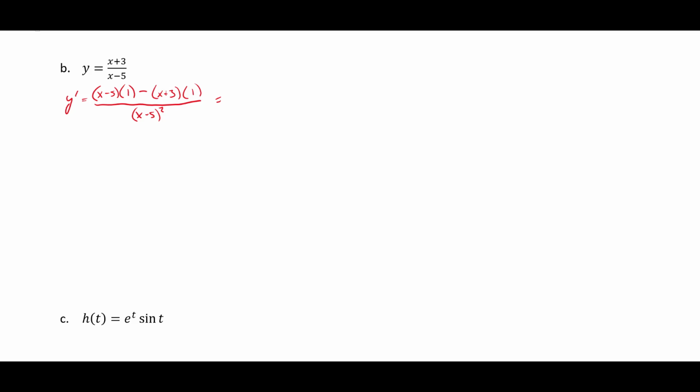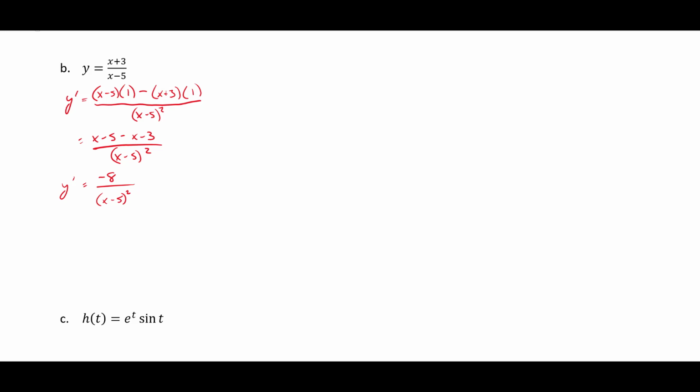Simplifying this, that gives you x minus 5 minus x minus 3 over x minus 5 quantity squared. So the x minus x is 0, so we don't worry about that. Then minus 5 minus 3, so we end up with the first derivative being negative 8 over x minus 5 quantity squared. Normally I would say leave your derivative in this form. I would say this is the first derivative and be done with that.